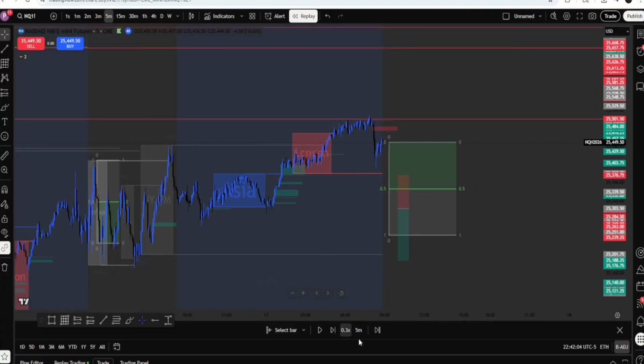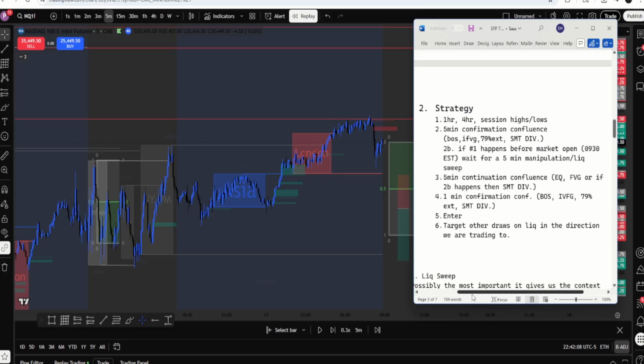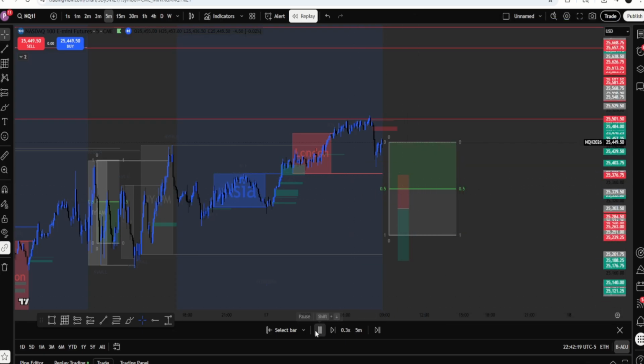So boom, you have market right here, you get a pre-market sweep, right? You come look at the strategy where you're trading, you're like, hey, all right, we just got a liquidity sweep, but it's pre-market. So it's right here. Number one happens before market open, 9:30 Eastern time. Wait for a 5 minute manipulation or liquidity sweep. All right, cool. So now we know what to do. Now we're just going to let this play out.